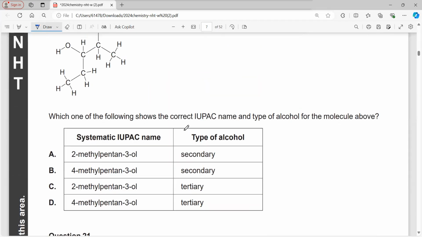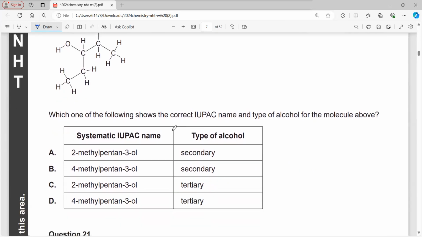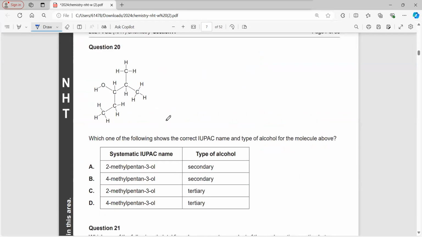All right, 10 questions to go. Let's do this. Which one of the following shows the correct IUPAC name and type of alcohol for the molecule above?